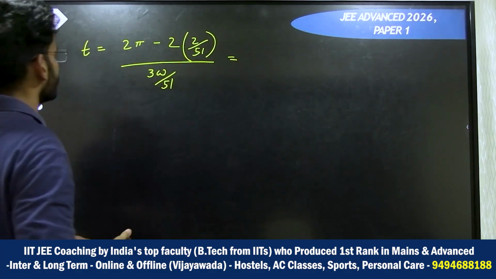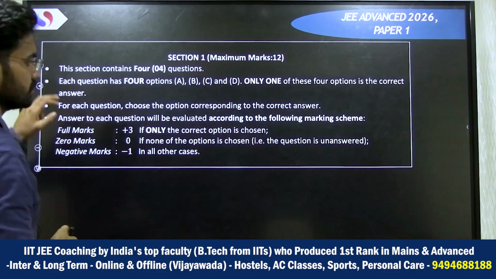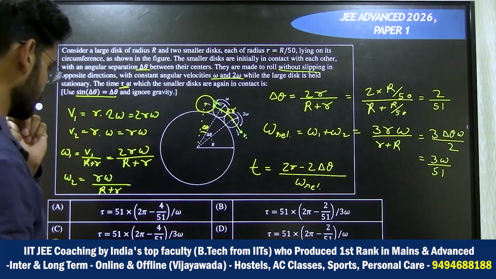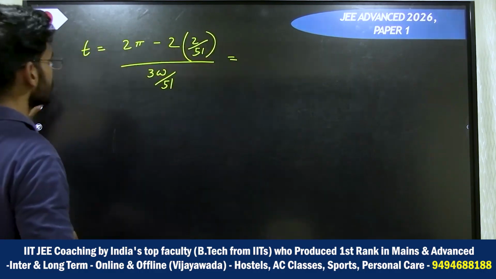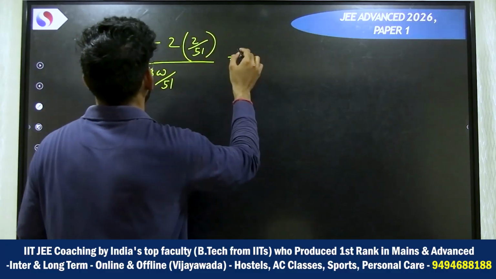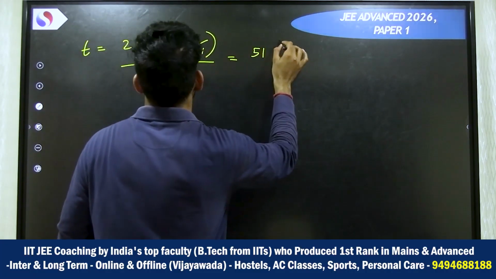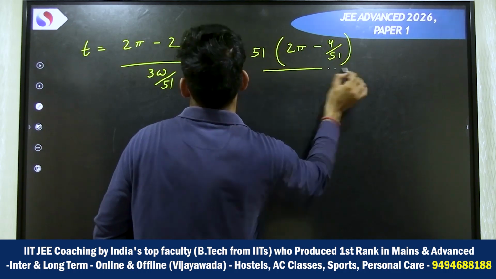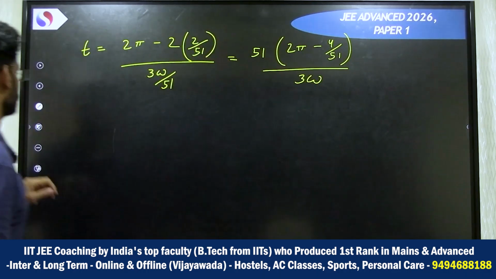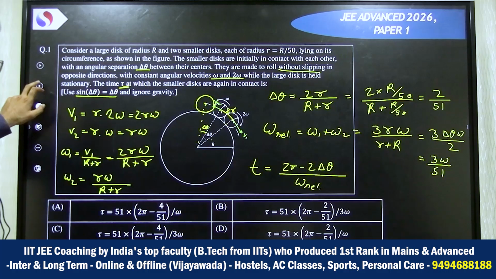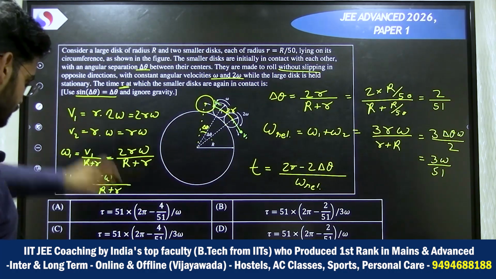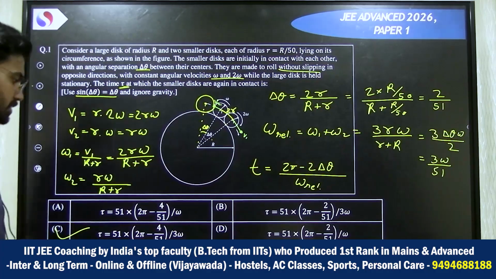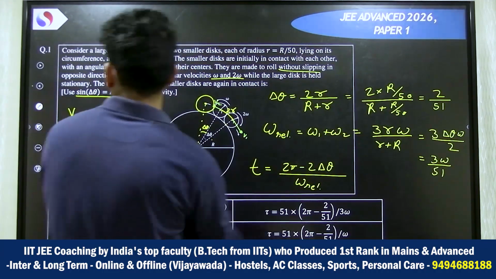Okay, so from here, any option we have, 51 common he is keeping and 3 omega in the denominator. So somewhat we don't have to cancel out. If we keep 51 here, then 2 pi minus 4 by 51 divided by 3 omega, something like this option will be there. 4 by 51, 4 by 51 is there, 51, 3 omega, C option. Okay, so C option is our correct answer. I hope this is clear.